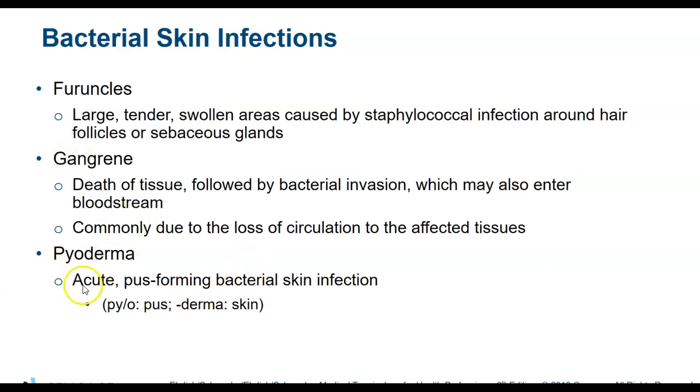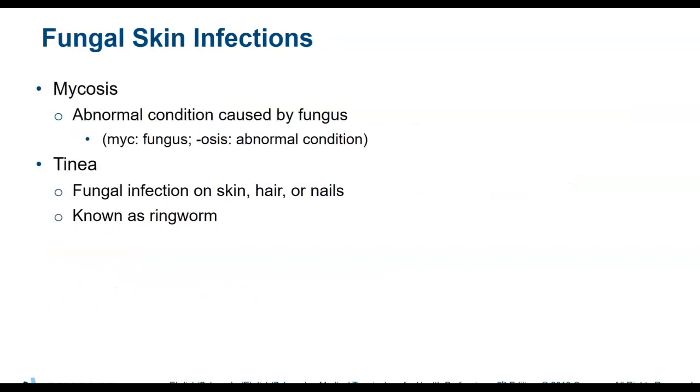Pyoderma is actually an acute pus-forming bacterial skin infection, just causes nastiness. Mycosis is an abnormal condition of causing fungus. And tinea is a fungal infection on the skin, hair, or nails. And this is ringworm. And they actually show a beautiful picture of ringworm on page 381 if you have the textbook. It's figure 12.12 if you're using your ebook. It's a nice round patch, and it's interesting to look at.